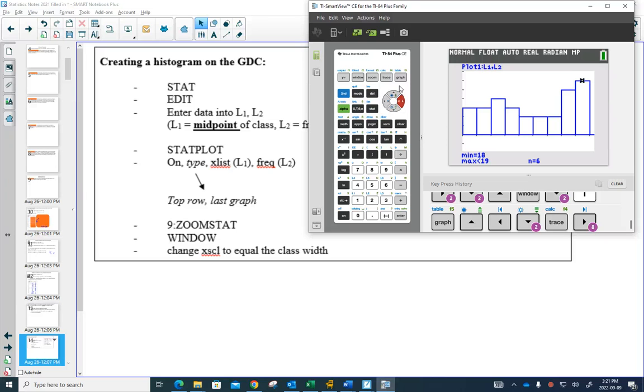Now you're never going, this is just, you'll probably have to draw a histogram by hand more often than with a calculator, but it just shows that you can show that on your calculator as well.